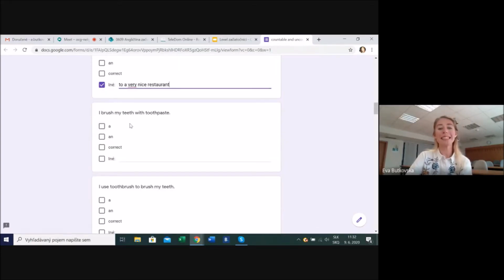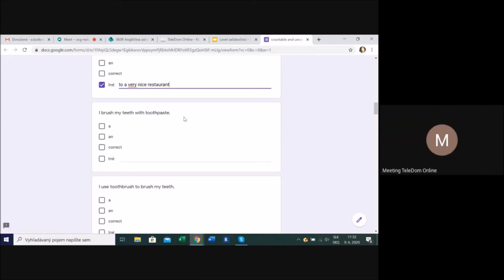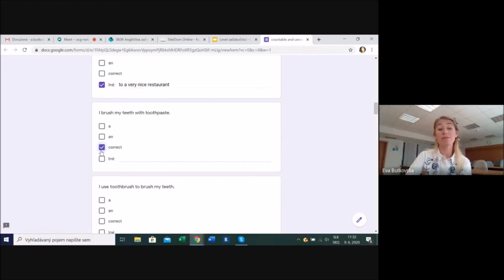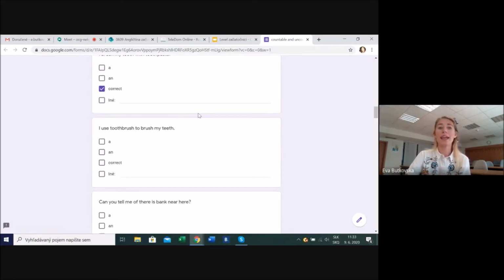I brush my teeth with toothpaste. So what do you think? Is this phrase correct or incorrect? This sentence is correct. In this case, teeth is noun and toothpaste is noun. But we cannot count toothpaste. We can count tubes of toothpaste or grams of toothpaste, but not toothpaste by itself. Good. What about next one?